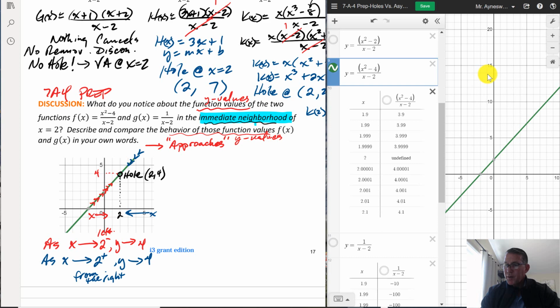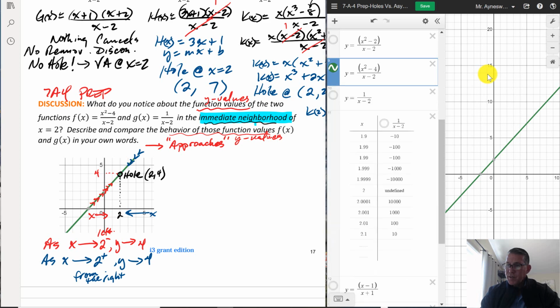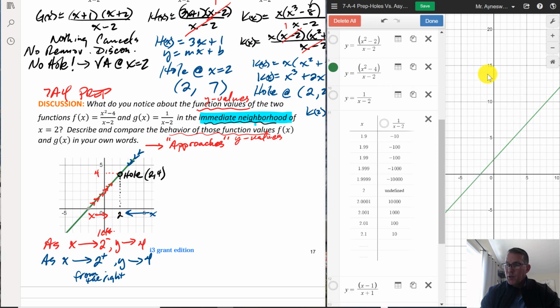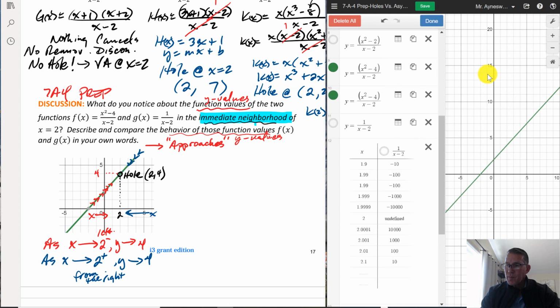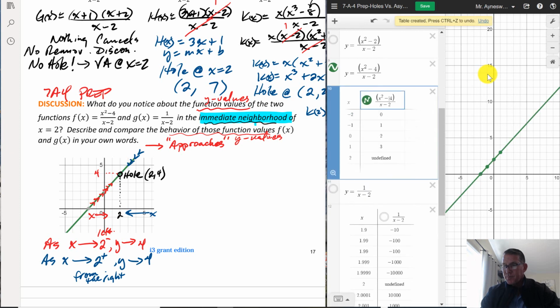So I'm going to redo it here. What we're going to do is take this function, hit the gear symbol. I want to duplicate this function first, so hit the duplicate symbol. And then for that function here, I want to change it to a table of values so I can see some values, the y values.